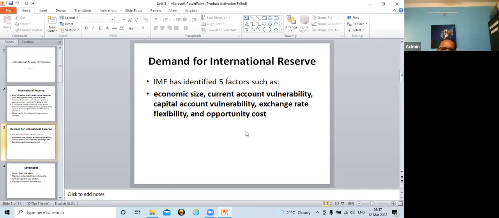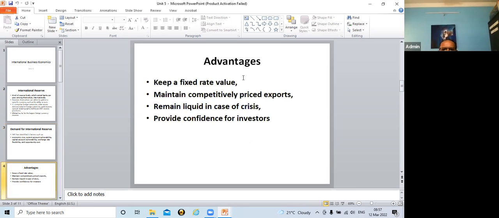These countries contribute in terms of gold and currency, which is deposited with the IMF. Whenever there is a crisis situation, the IMF gives you permission to withdraw, because it is your money, so you can use it. So this was about international reserves and how they are helpful. Look at these advantages of how international reserves are useful for a country. Go through this, and this way we have covered all 5 units of international business economics.